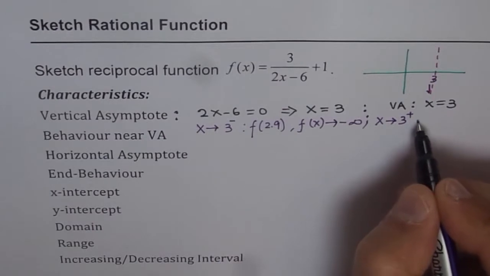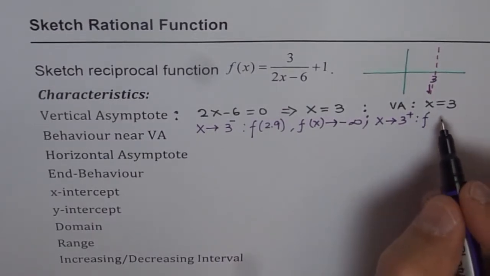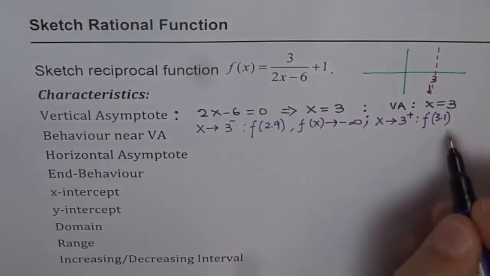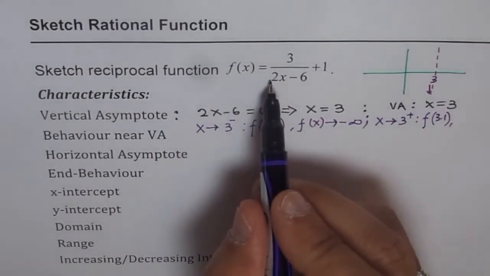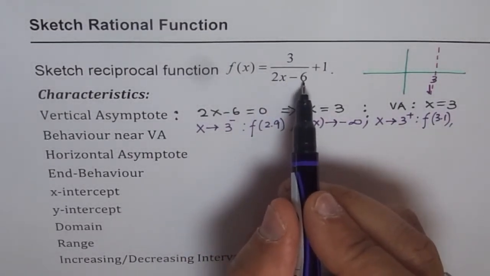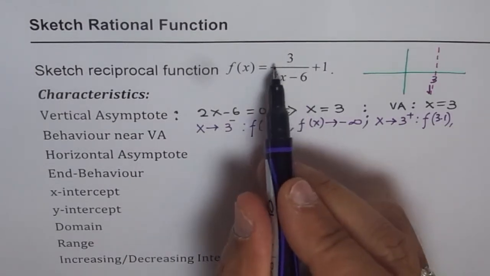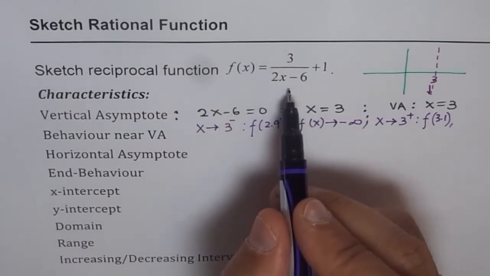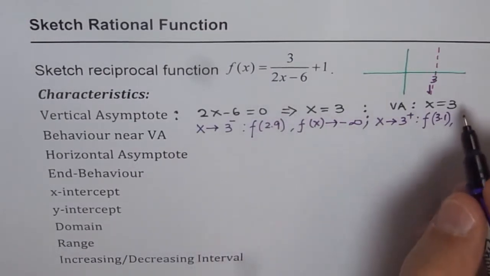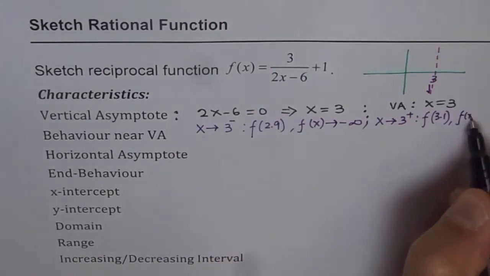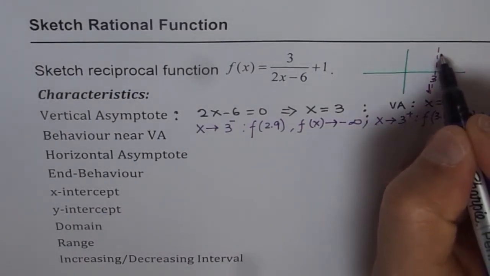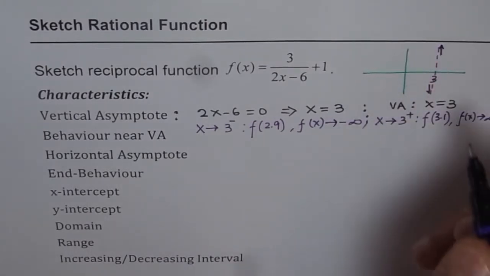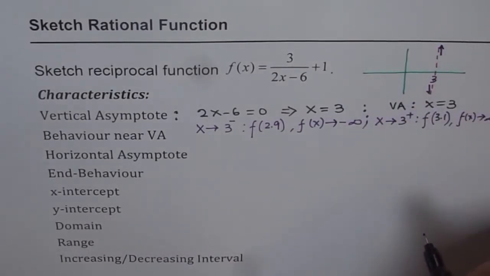It really means that we are checking the value of the function at more than 3, let's say 3.1. You'll find that 2 times more than 3 will be more than 6, resulting in a positive fraction, and then we'll get a large positive number. So f of x approaches positive infinity. When you approach from the positive side, the function approaches positive infinity. So that is the behavior near the asymptote.